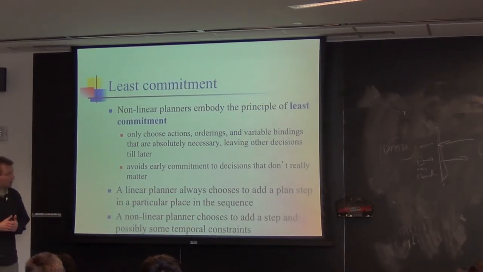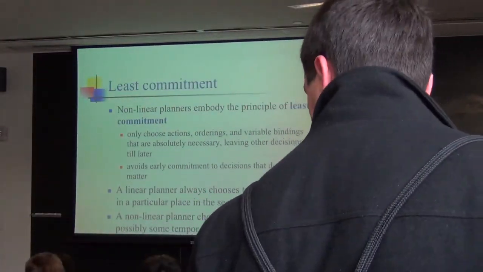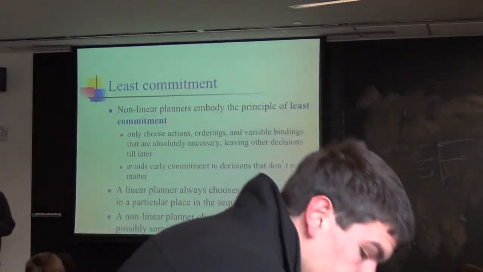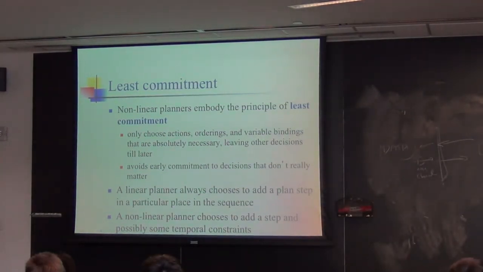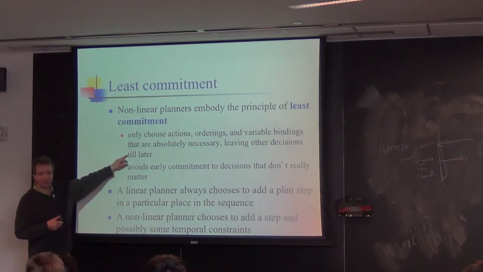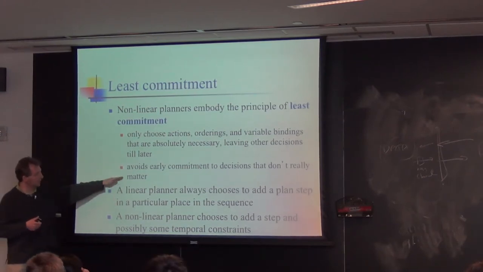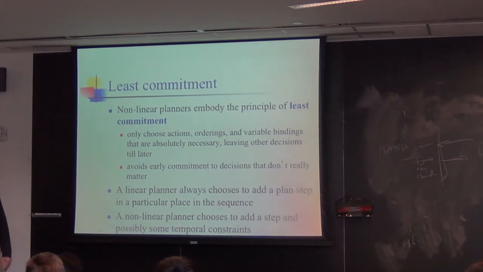Okay, so the central concept behind partial order planning is least commitment. The idea here is that you don't commit to a particular order in the sequence until you have to. By delaying that decision, you can keep yourself out of certain difficulties, such as Sussman's anomaly. All right? So only choose the actions, orderings and variable bindings that are absolutely necessary, leaving other decisions till later. Again, if you don't have to sequence them, don't. Leave them floating. This avoids early commitment decisions that don't really matter. The linear planner always chose the next step in a particular place and would get in trouble as a result in certain cases. A nonlinear planner doesn't; it might either add a step or add a sequencing constraint.